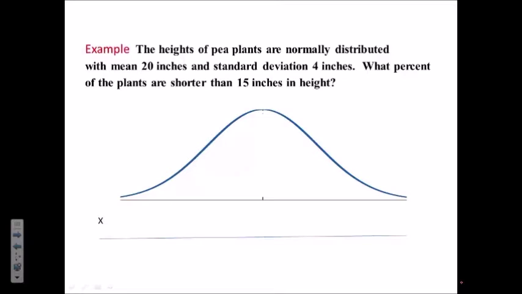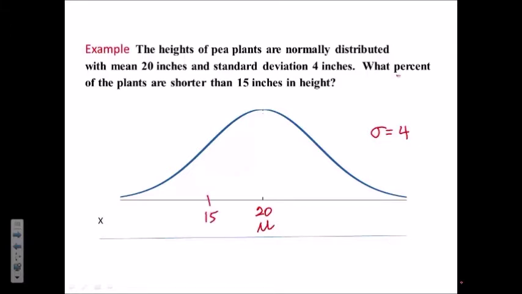Let's make a picture of the information. We have a normal distribution, a bell-shaped curve. Mu is 20, that's the mean, goes in the center. Standard deviation is 4 inches. And we want to know what percent are shorter than 15 inches. Well, 15 inches would be below 20 somewhere. So let's say this is 15 inches.